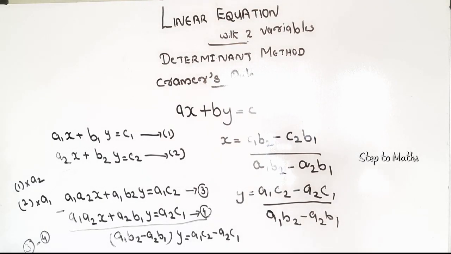We find the value of variables x and y using method 1. But it is too time consuming and it is more confusing, and we have to remember this C1, B1, etc. For that, we use the concept of determinant and Cramer's rule.